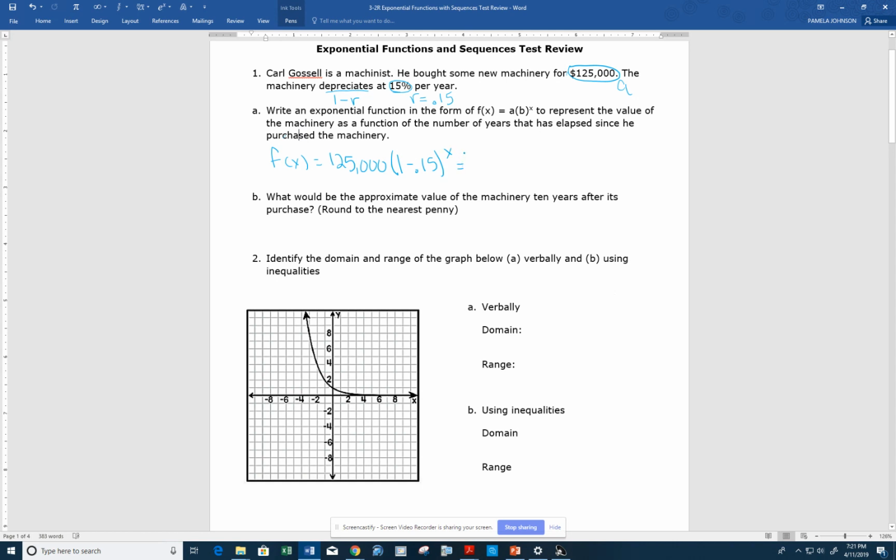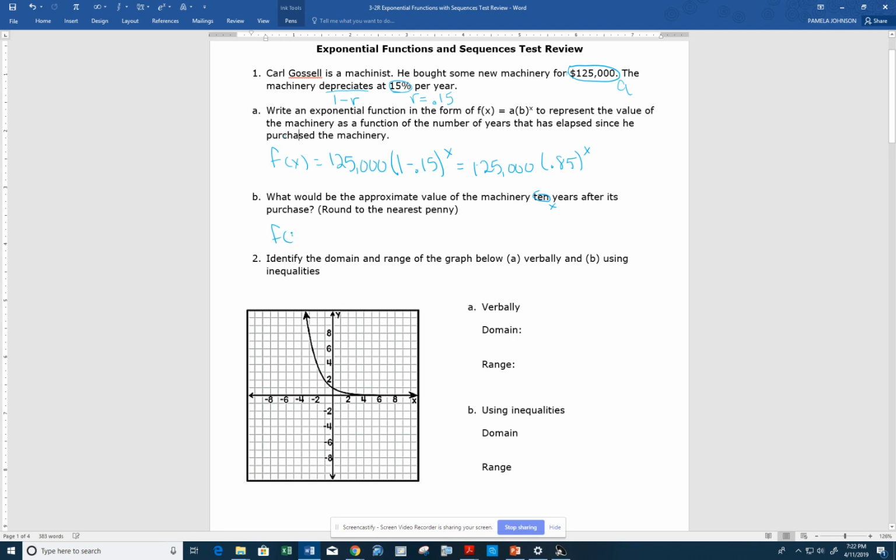Now, if you want to simplify that 1 minus 0.15, you can. And so you would get 125,000 times 0.85 to the x power. Now, either of these two equations you could put into the y equals of your calculator. Or for this next part, you could just put it in the main screen, but instead of x, you're going to put a 10. Because this 10 here is going to be our x.